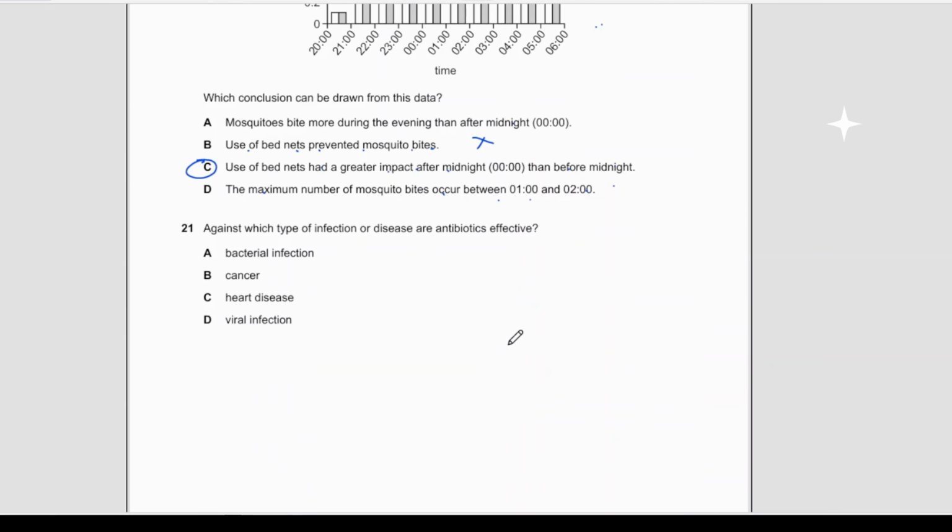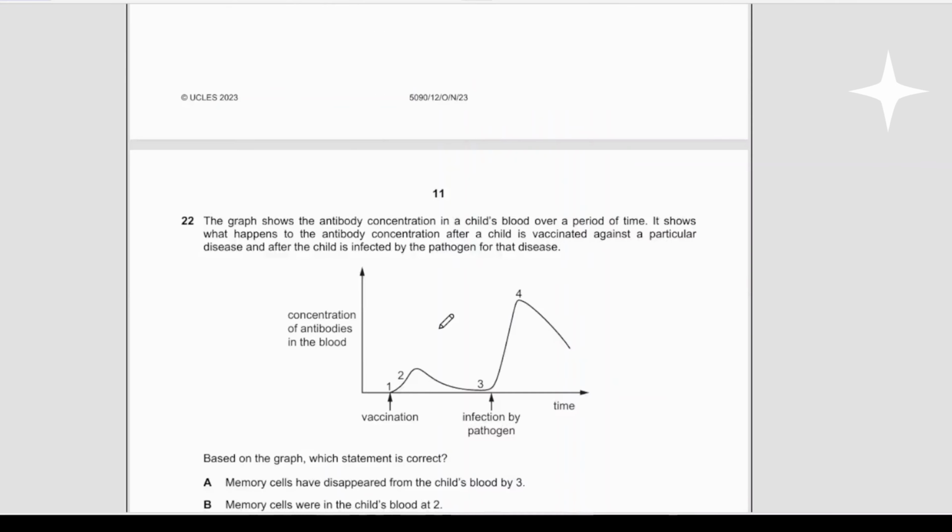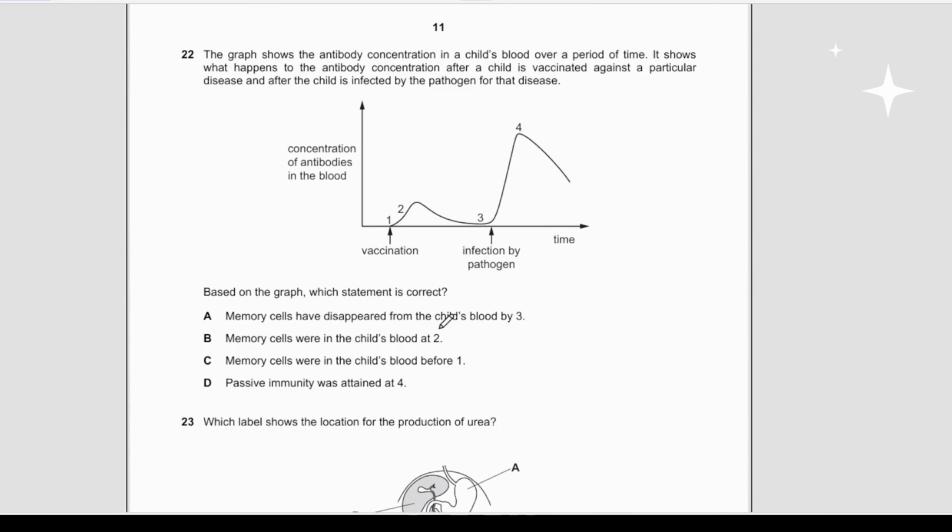Against which type of infection do we use antibiotics? Bacterial infections. The graph shows the antibody concentration in a child's blood over a period of time. It shows what happened to the antibody concentration after a child is vaccinated against a particular disease and after the child is infected by a pathogen. So this is vaccination, this is the antibody level, and this is when it has the active encounter, and this is active immunity basically. Okay, this one is passive, let's say.